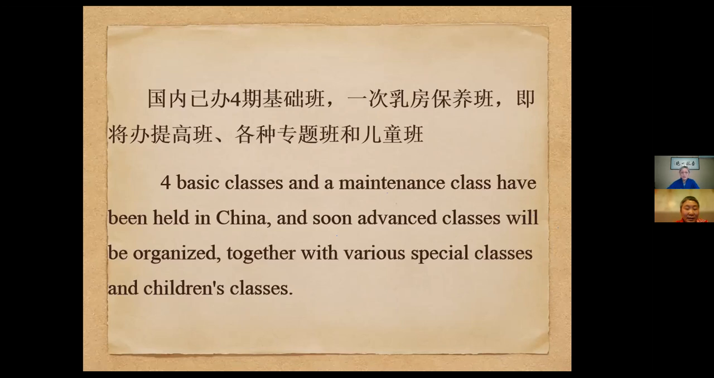And in China, all basic classes and maintenance classes have been held. Soon, advanced classes will be organized, together with various special classes and children's classes. A lot of parents can benefit from Dong Yan Anqiao, and a lot of children also benefit from it, and they want their children to learn it as well. So all the family want to learn it to help with their health problems.